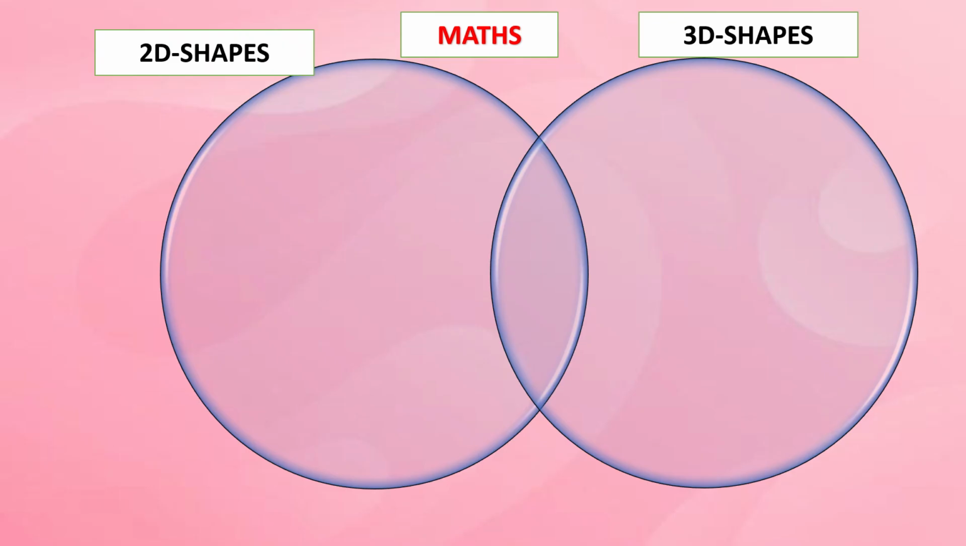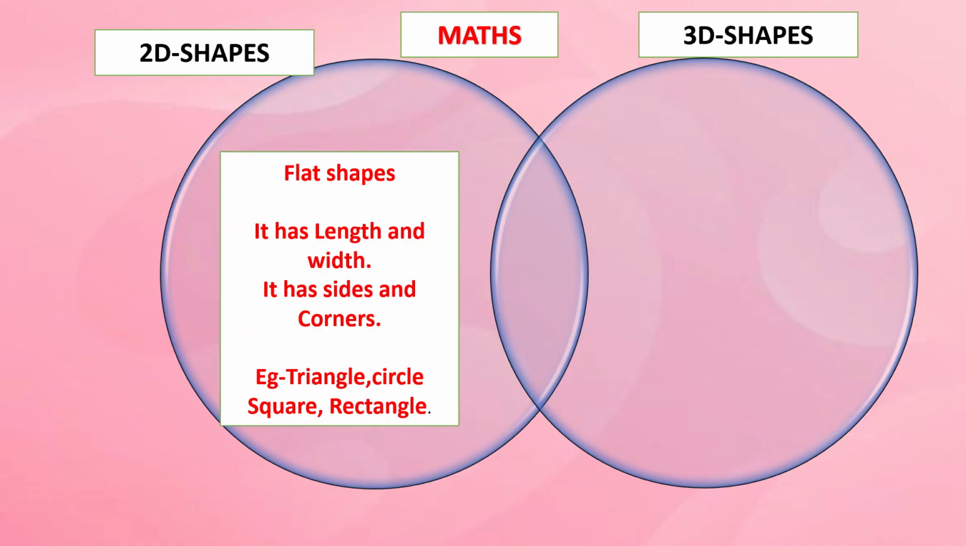It's not necessary to draw circles, you can use any other shape. For 2D you can tell them to draw a triangle on this side, and for 3D they can draw a cube. So what are the differences? 2D is a flat shape. It has length and width. It has sides and corners. Examples: triangle, circle, square, rectangle. When they write these points inside the Venn diagram, it will be remembered so well.